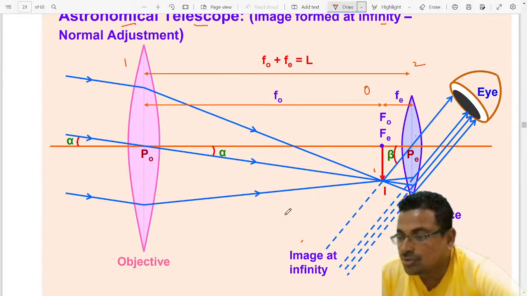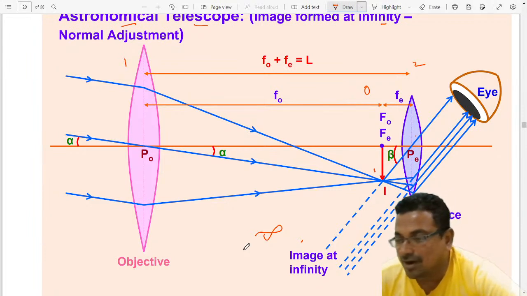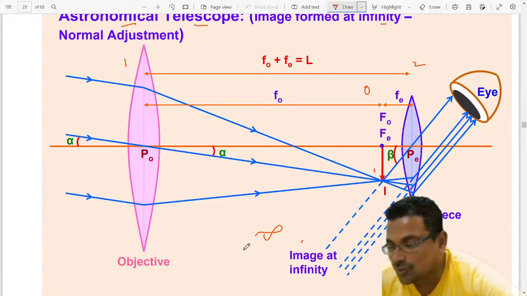In the telescope we have two convex lenses with different focal lengths. One lens acts as the objective, the second acts as the eyepiece. The image forms at infinity, so a magnified, bigger image is formed. Because of that, we are able to see the far object. This is our astronomical telescope, discovered by Galileo. It has two convex lenses of different focal lengths.